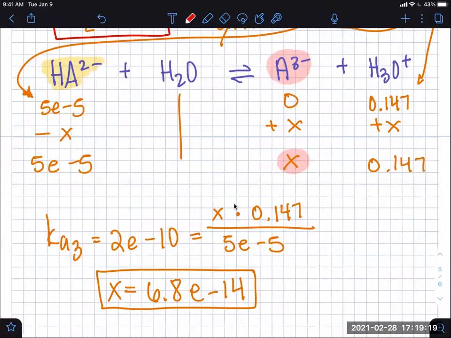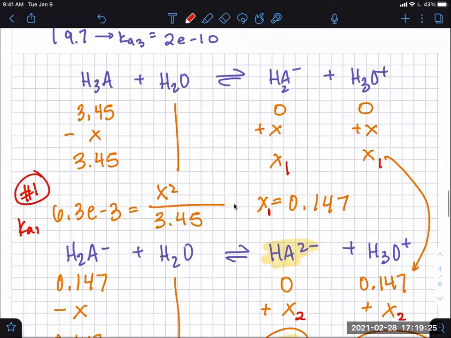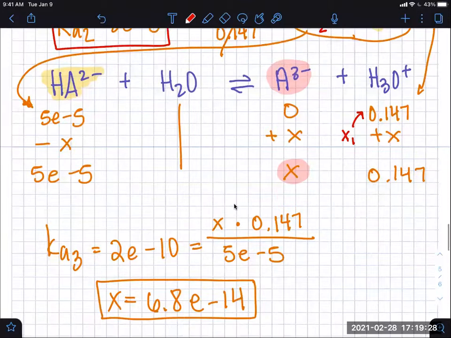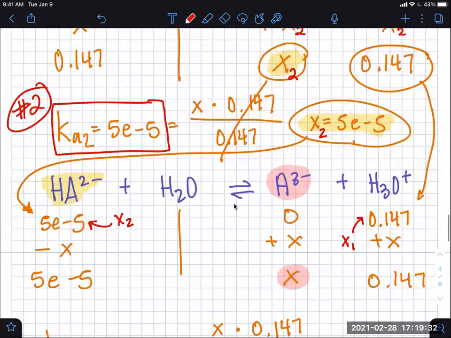Just recognize over here, we're still going to maintain x1, right? Because that concentration we found all the way in the beginning. And then this will be your x2 value. We just found it up here. Remember, it equals your Ka2 concentration.